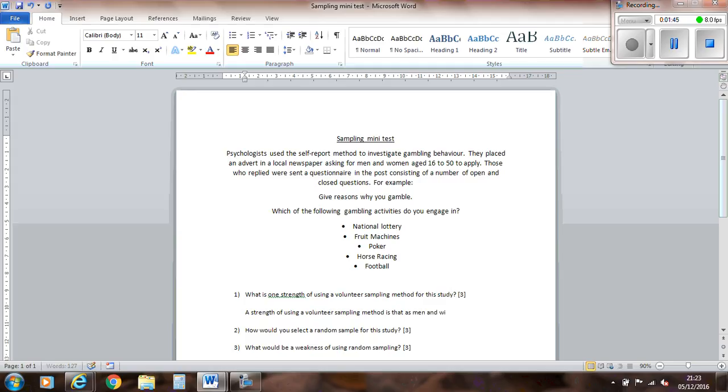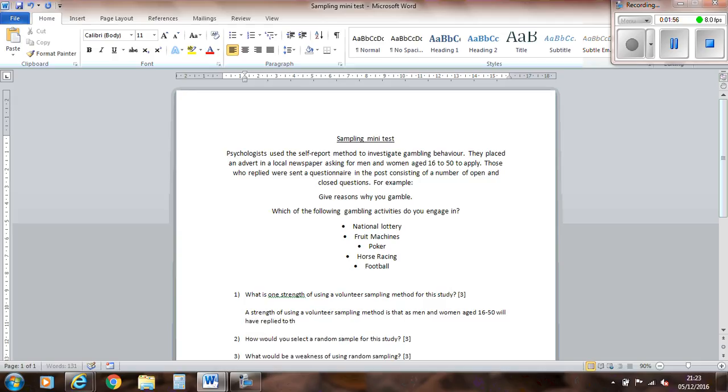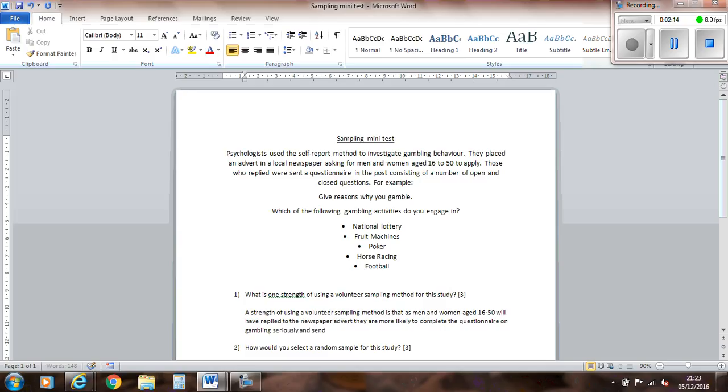men and women aged 16 to 50 will have replied to the newspaper advert, they are more likely to complete the questionnaire on gambling seriously and send it back. Now at this point a lot of people stopped and didn't explain it further, so you need the extra stuff on the end to explain why that is good.